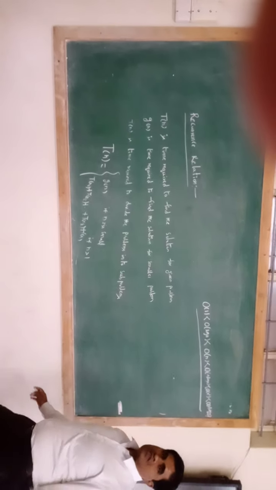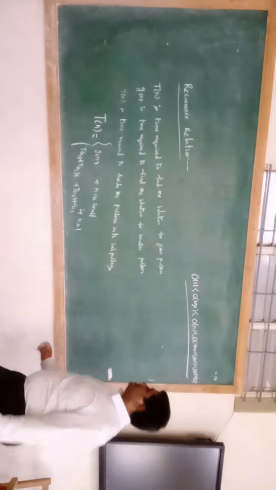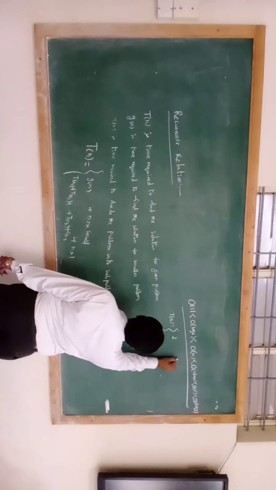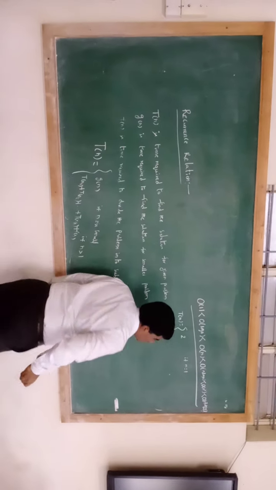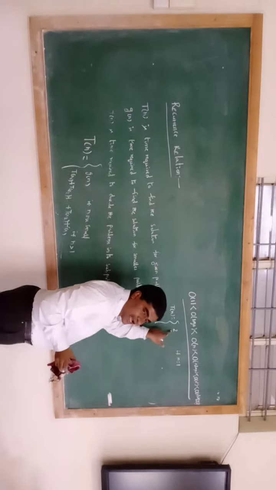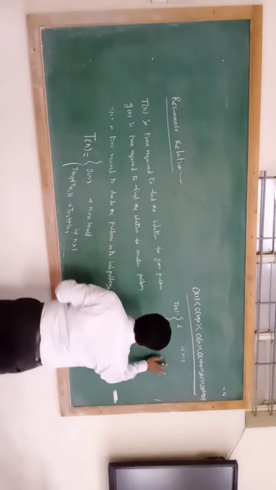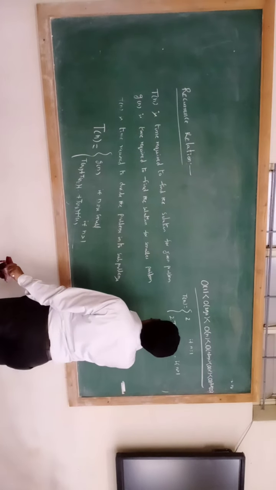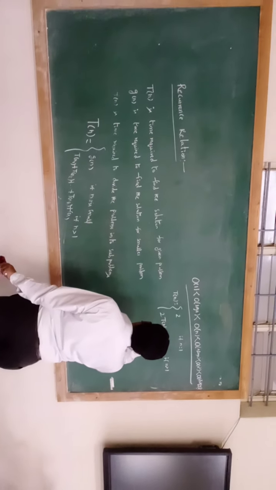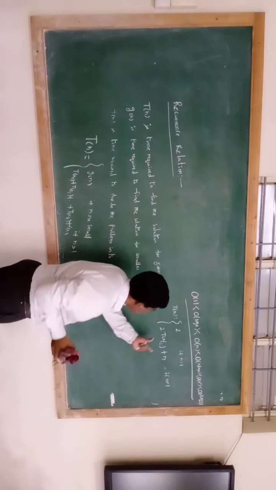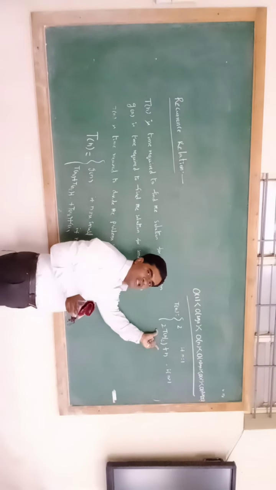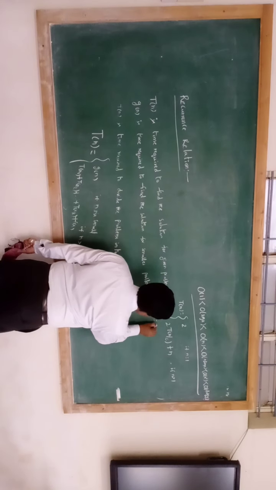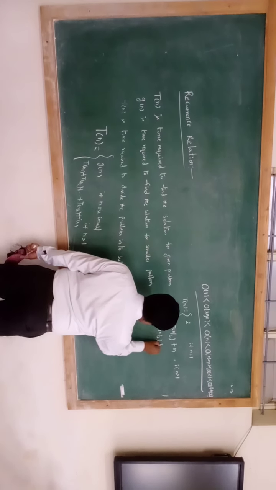For example, we are solving a recurrence relation equation. T of n equals 2 if n equals 1. That means if we have only one element, the time complexity is 2, and if n is greater than 1, they are giving 2T of n by 2 plus n. So we have to find the solution for this problem. If we have more than one element, then T of n equals 2T of n by 2 plus n.